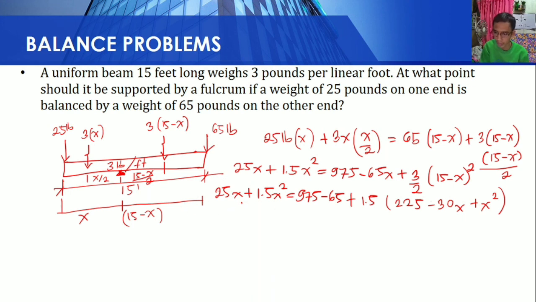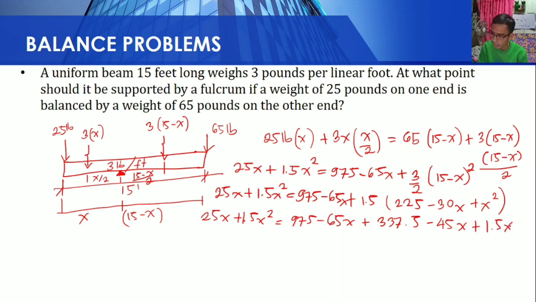So, simplify natin. Pagsamahin natin yung similar terms. So, combine similar terms. This will be 25x plus 1.5x squared is equal to 975 minus 65x plus 337.5. So, 1.5 times 225 is 337.5, minus, so 1.5 times 30x, that will be 45x plus 1.5x squared.